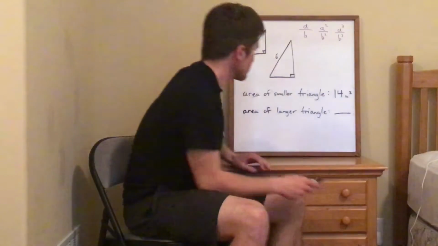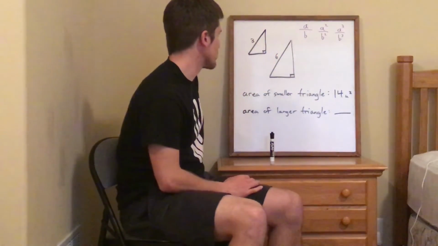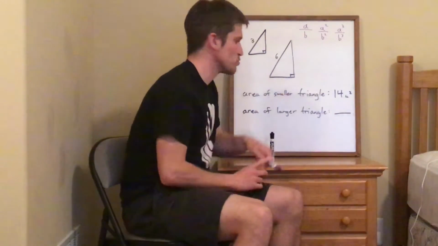Problem 1. The area of the smaller triangle is 14 square units. The area of the larger triangle is what we're trying to find out.